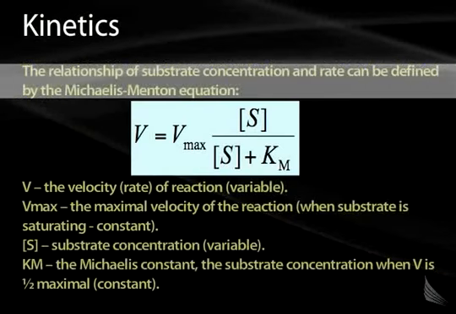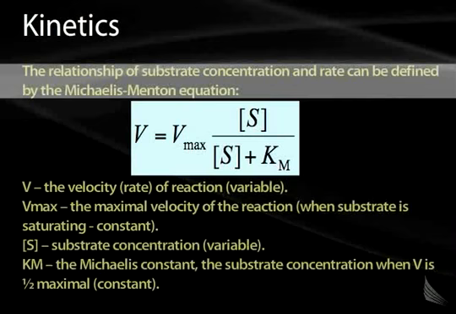Now, the relationship of substrate concentration to the rate of the reaction is defined by a particular equation that we call the Michaelis-Menten equation. This is one of those equations that you really need to memorize to answer the questions on the USMLE. So you need to memorize this equation.